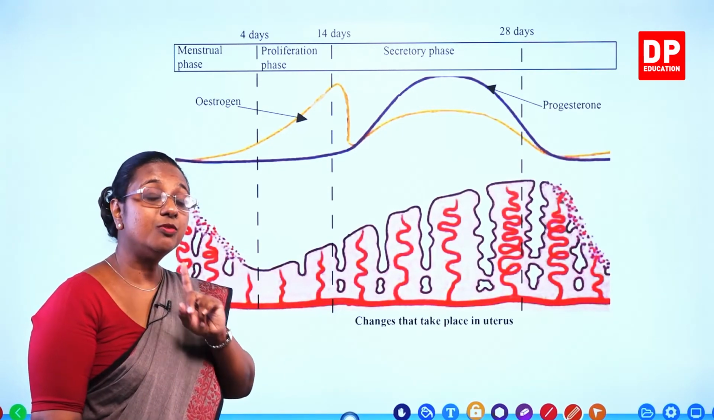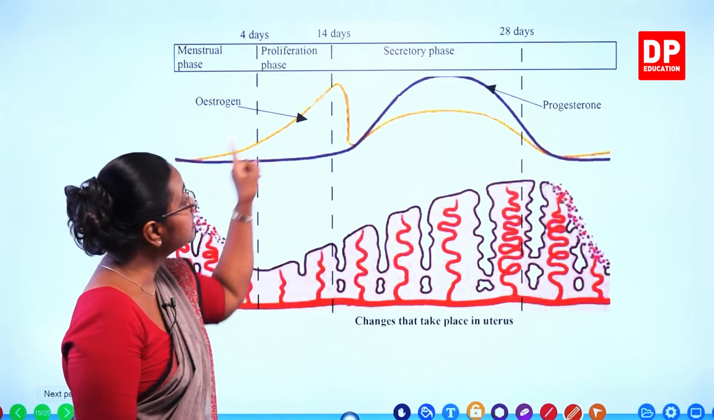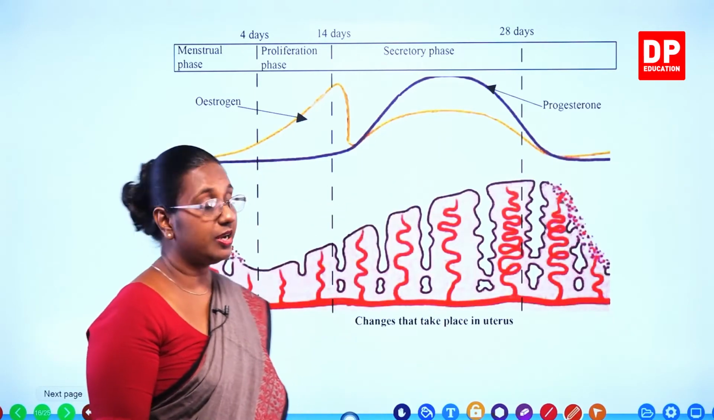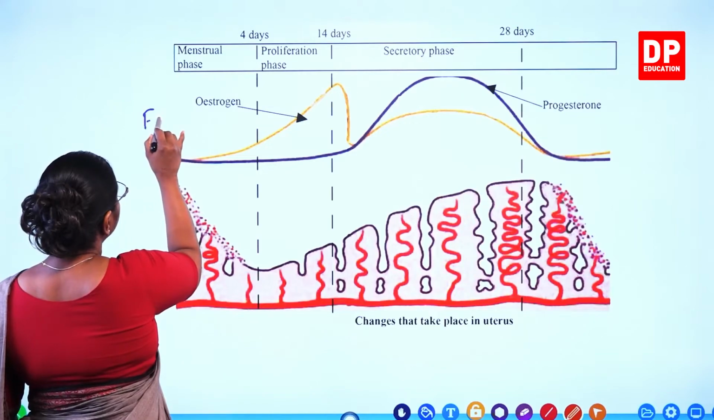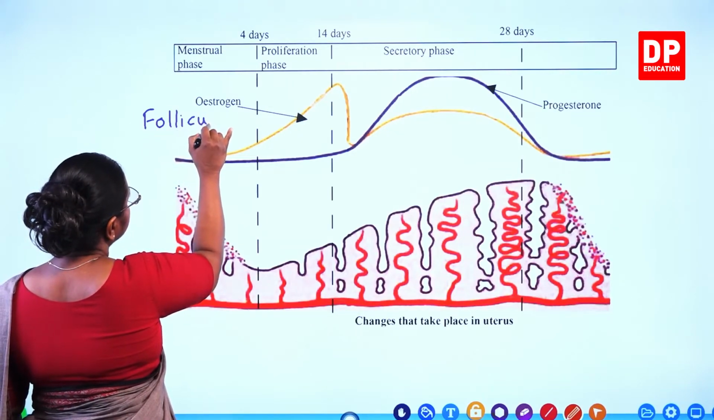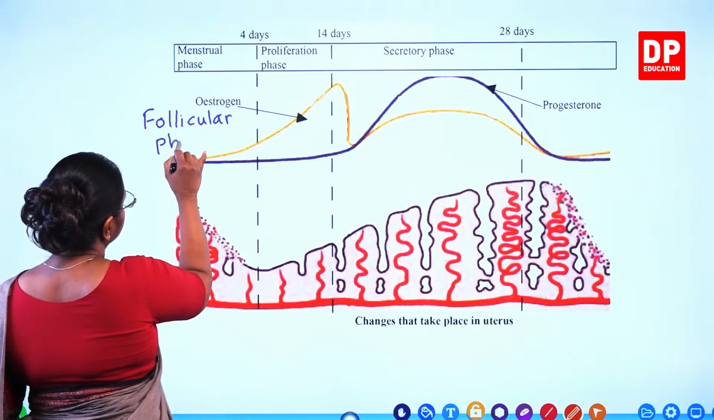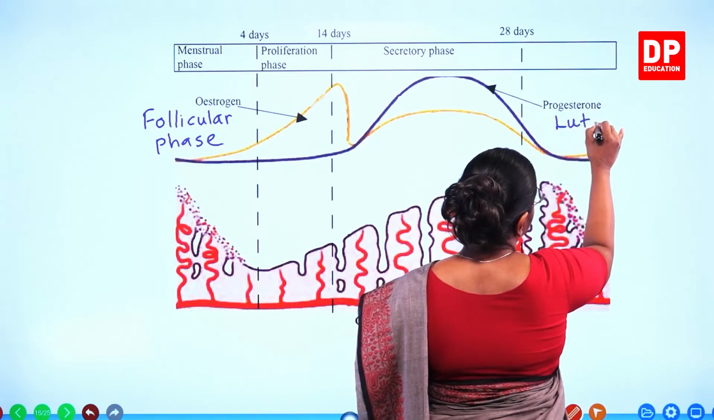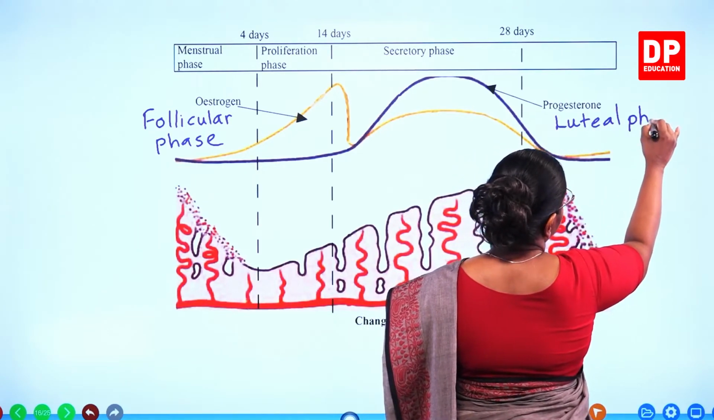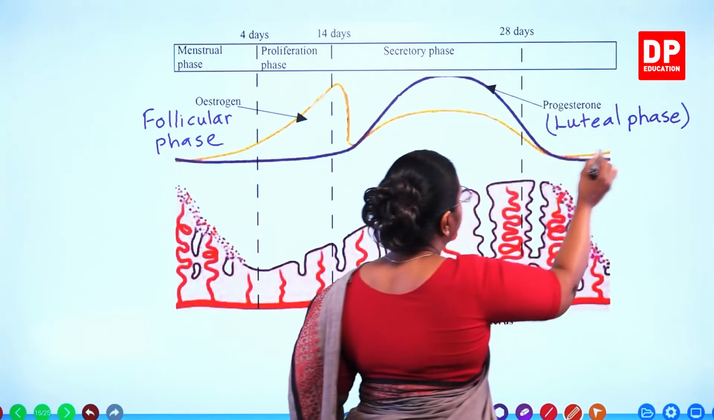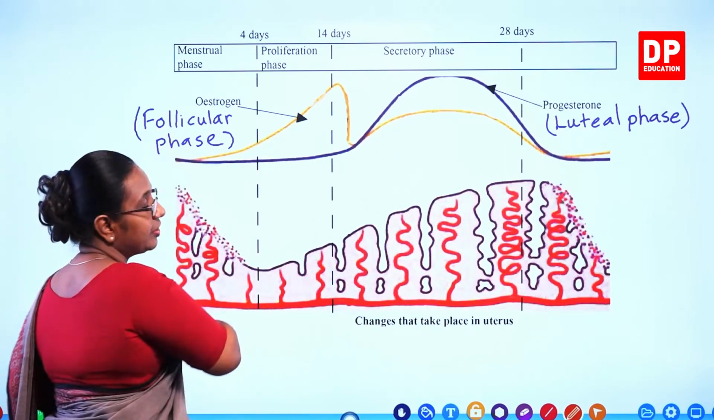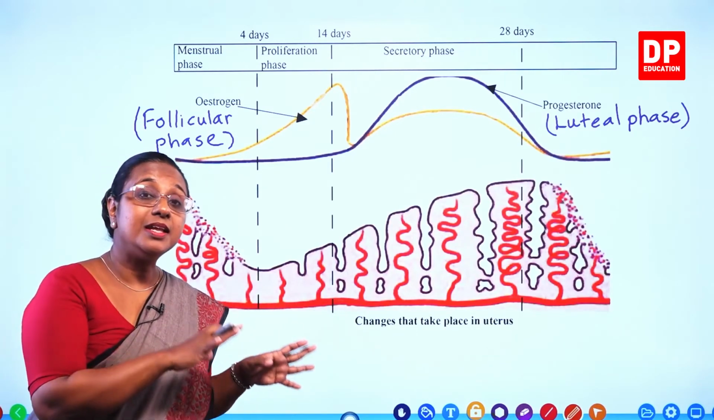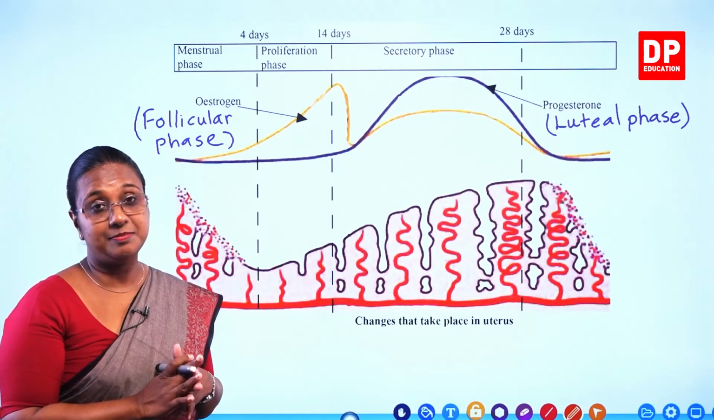So you can remember during the follicular phase, it is estrogen that is secreted, and during the luteal phase only the progesterone is secreted. So this is during the follicular phase. Follicular phase. And this is during the luteal phase. That is taking place inside the ovary, just for you all to relate the two phases because it's the same cycle. But in two locations, the changes are taking place.